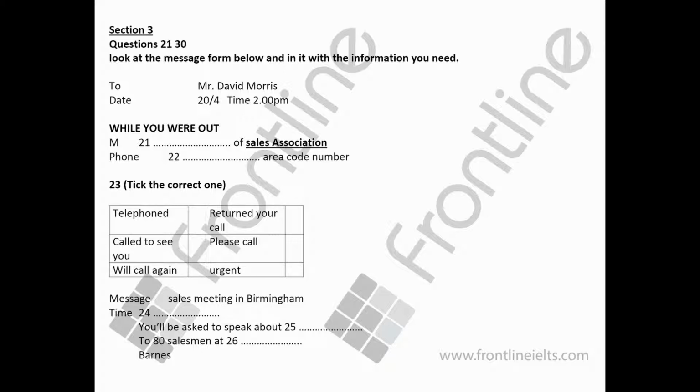Now turn to section 3. Section 3. Mr. Bob Ross called while Mr. David Morris was not in the office. His secretary answered the phone and took a message for him. As you listen to the phone call, look at the message form and fill in it with the information you need. First, you will have some time to look at questions 21 to 26.